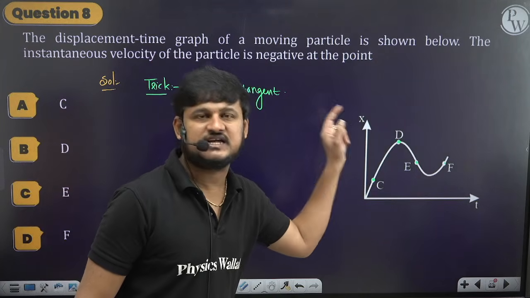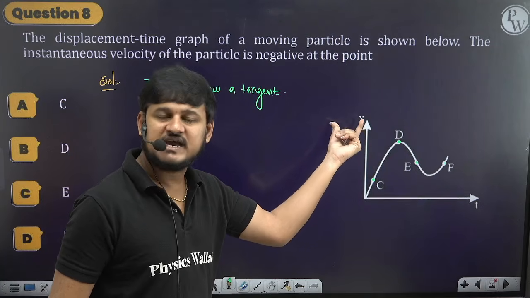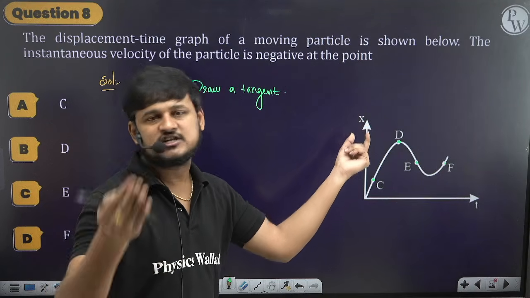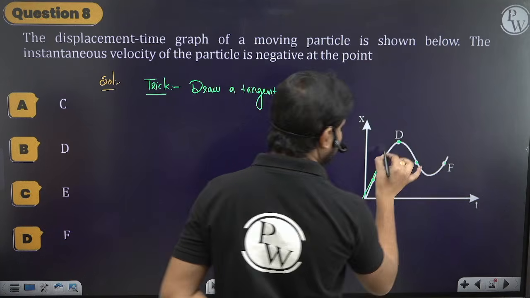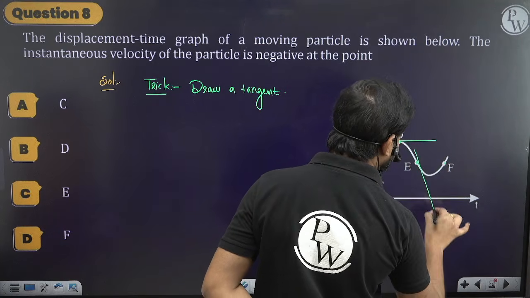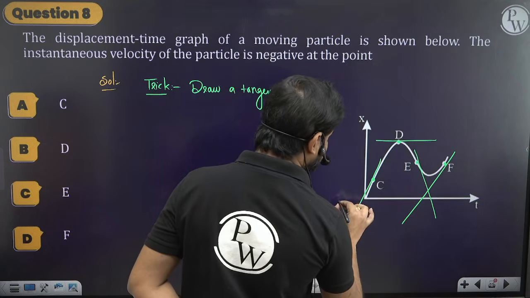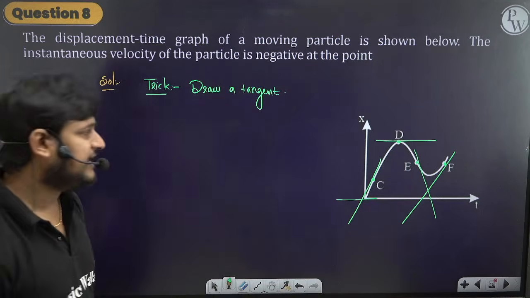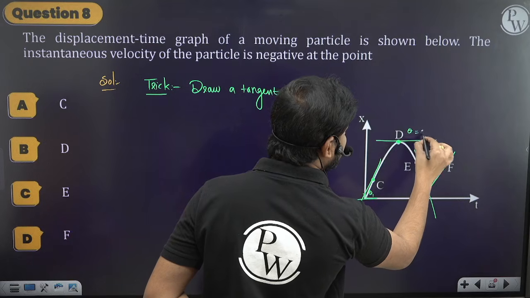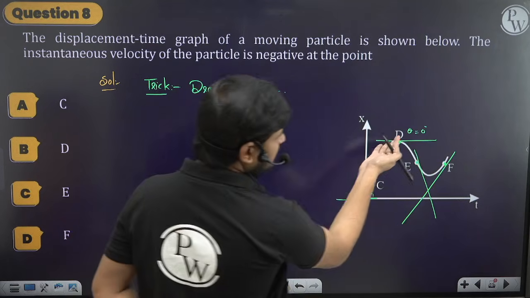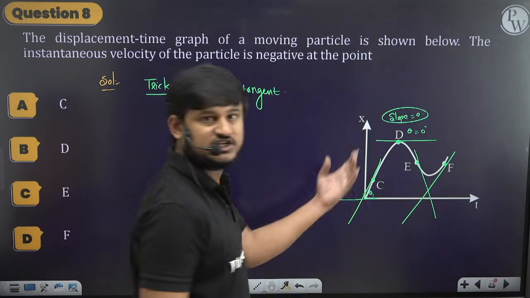They asked instantaneous velocity. This is x versus t, that is a displacement versus time graph. It can be given as s, or they can give x. x is also displacement, s is also displacement. Fine. Now at C, draw the tangent. At D, draw the tangent. At E, draw the tangent. At F, draw the tangent. Now with respect to the positive x-axis, we have to measure the theta. Let this be angle theta 1. At point D, the theta seems to be 0, which means the slope is 0. If the slope is 0, the velocity is 0 at that point.